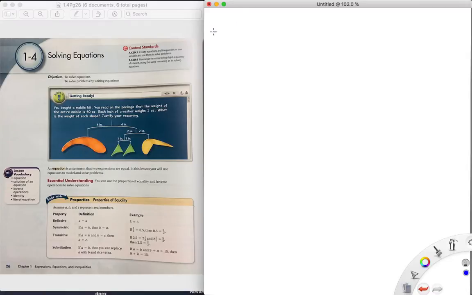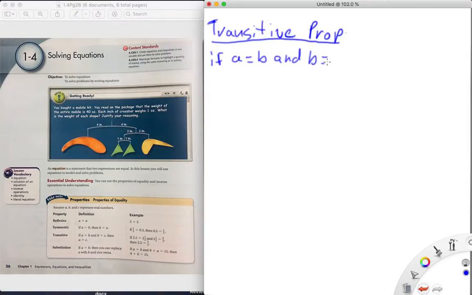Another property is the transitive property. And these are all properties of equality. You will see as we get into this book, we also have properties of congruency. And that will deal with the congruent symbol. Transitive property of equality says if A is equal to B and B is equal to C, then A is equal to C.